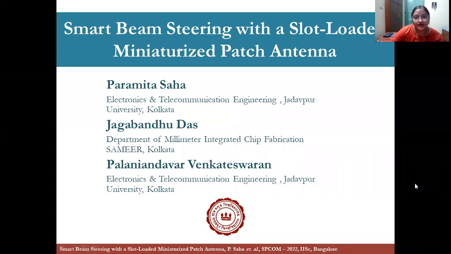Hello everyone, I am Paramita Saha. I am a master's student from the Electronics and Telecommunication Engineering Department, Jadavpur University, Kolkata. The topic of my today's talk is smart beam steering with a slot-loaded miniaturized patch antenna.